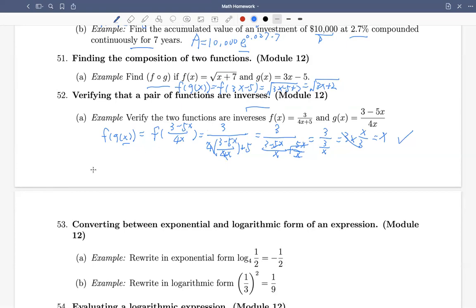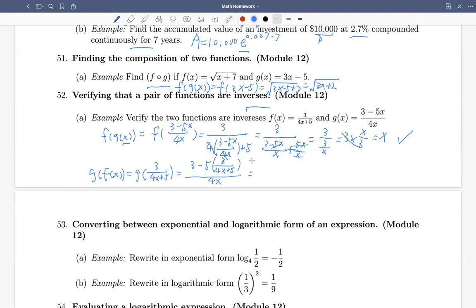Well, now let's do G composed with F. Means G takes F as input. So how is F defined? As 3 divided by 4x plus 5. How is G defined? G says do 3 minus 5 times the input. What's the input? The input is 3 divided by 4x plus 5. Then divide this by 4x.